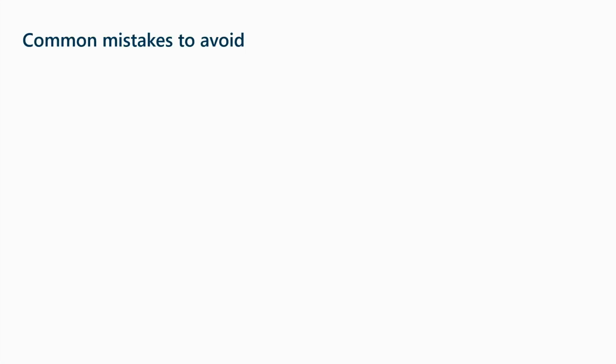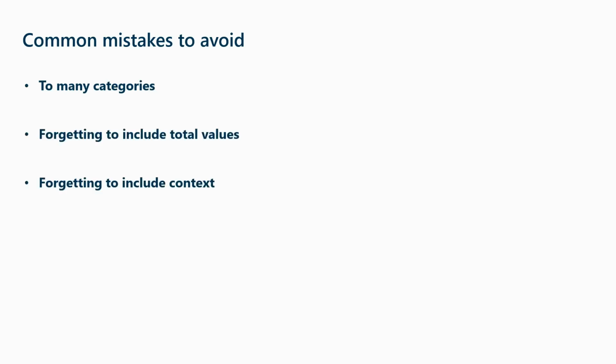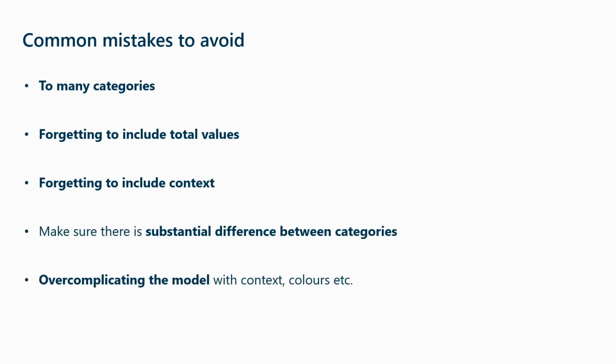There are some mistakes to avoid when making a Mekko chart. Avoid having too many categories, as this will make the chart cluttered. Make sure to include total values and context. Make sure there is a substantial difference between categories. Avoid overcomplicating the model with too much context, colors, etc.